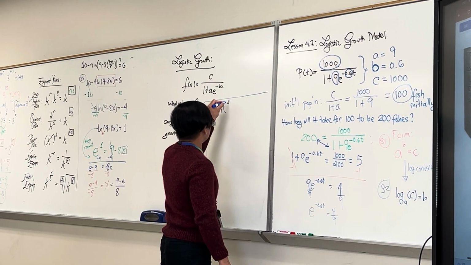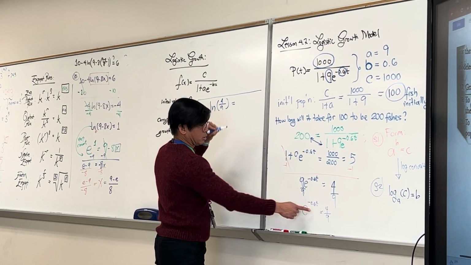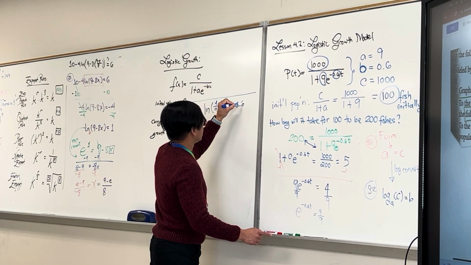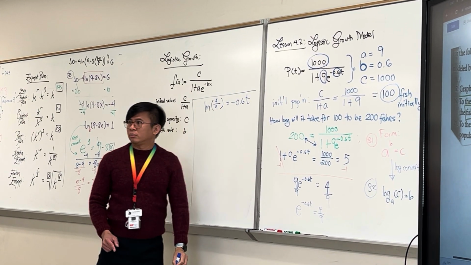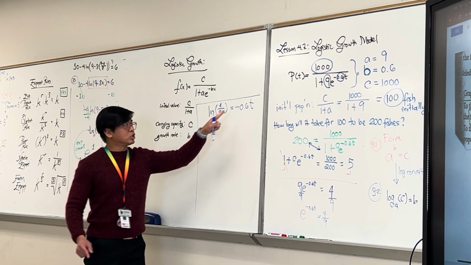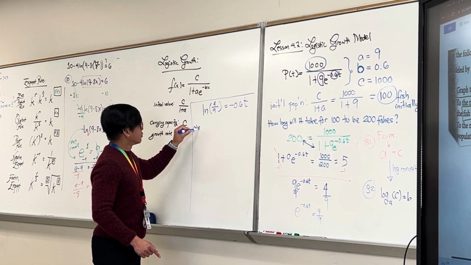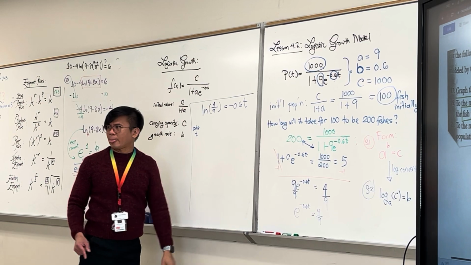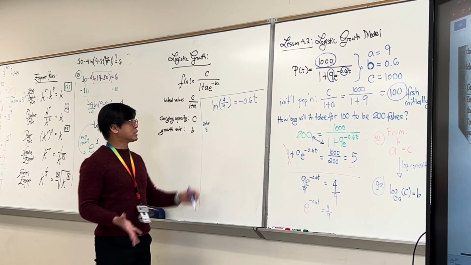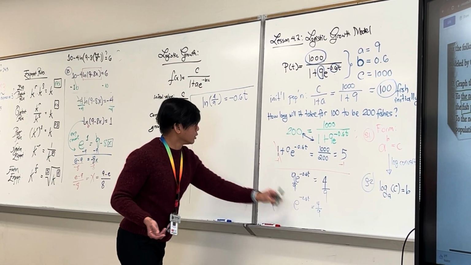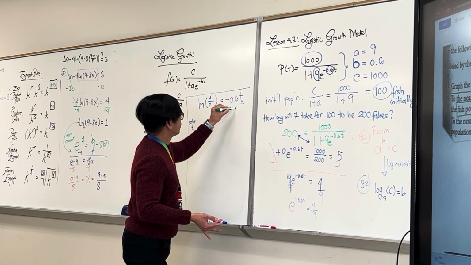4/9, very good, is equal to that one, right? Negative 0.6 t. Good. Well, you just want the t, right? So what do we do next? Solve for t, right? So how do you solve for t? Divide both sides by negative 0.6, right? Very good. So divide this by negative 0.6.